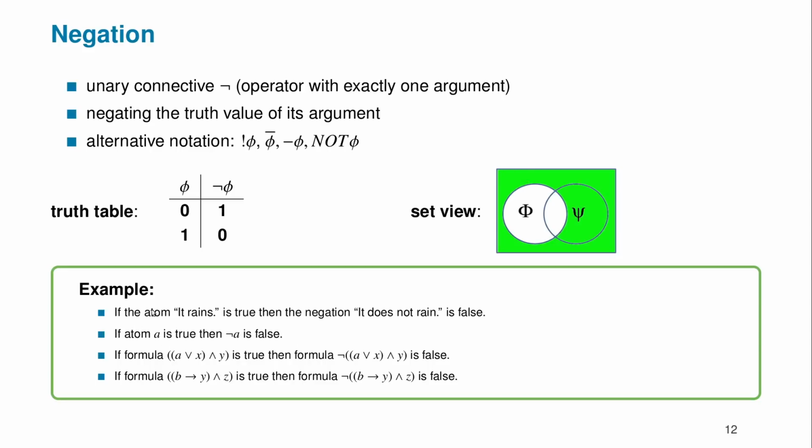Here I have an example. If the atom it rains is true, then the negation it does not rain is false. If atom A is true, then not A is false. If formula A or X and Y is true, then the negation of this formula is false, and so on. So negation inverts the value of a formula.